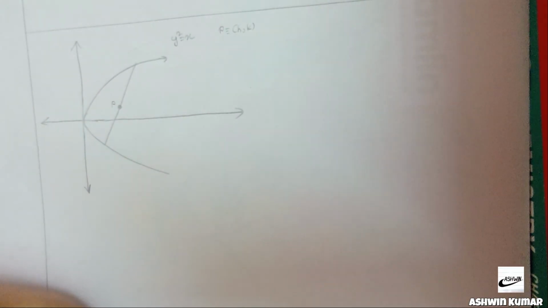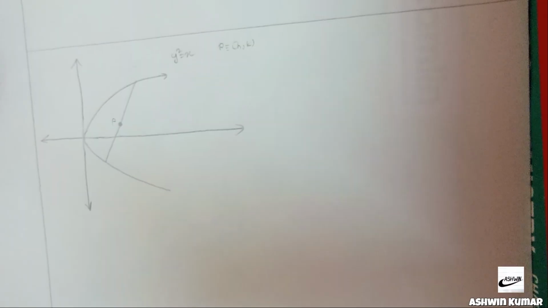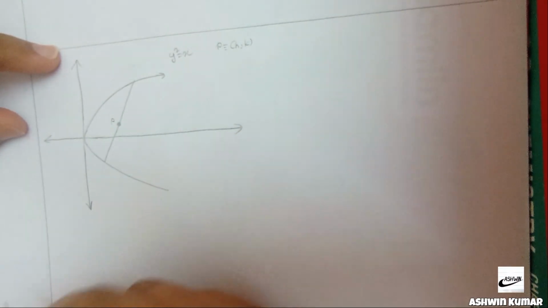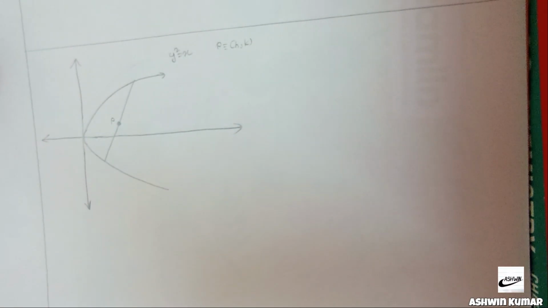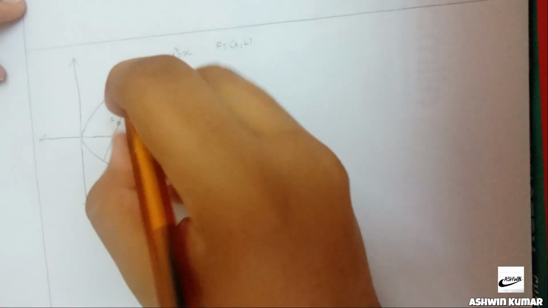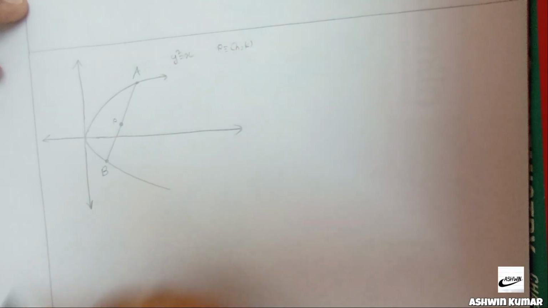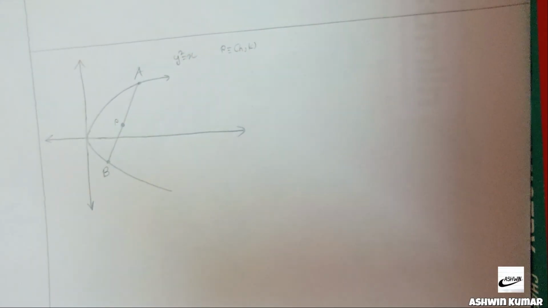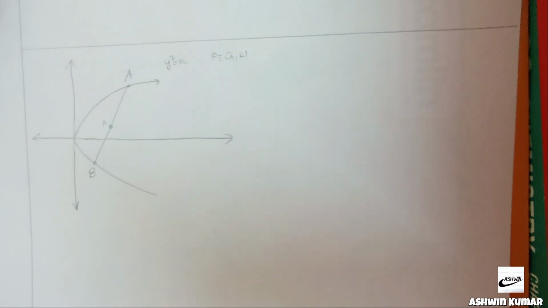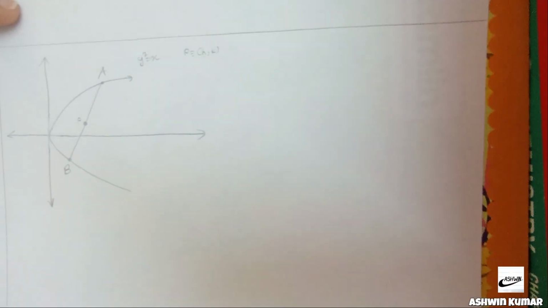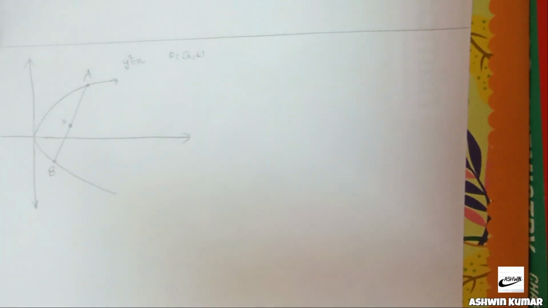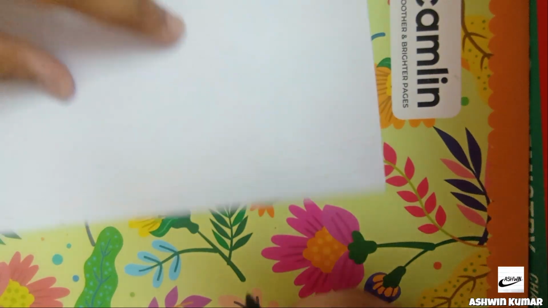So here is the diagram that I have drawn for y squared equals x. And this is the chord. Let us assume that this is A. I hope you can see. This is A and this is B. Now here I'm going to use a very simple concept of ratio and proportion, and that simple concept is what I'm going to quickly revise for you.